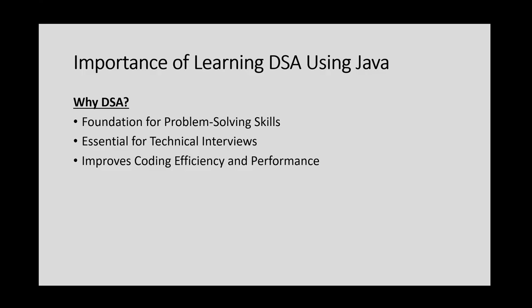Problem solving skills is one thing, and then how to implement it in code, and that too very efficiently, is one more thing. So that is the third point: it improves coding efficiency and performance. Now, one thing is essential for the technical interview: we look in the candidate for problem solving skills, and we also see whether they are able to code efficiently with high performing code.